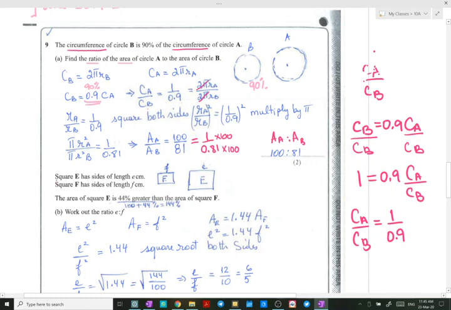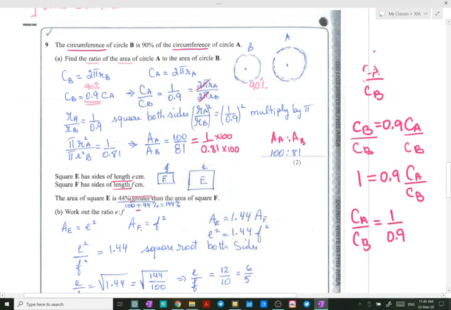Square E has sides of length E centimeters. Square F has sides of length F centimeters. Also here I sketched the question. We're talking about length here, and then they are giving us another clue. The area of square E is 44% greater. Greater in math means plus, than the area of square F.